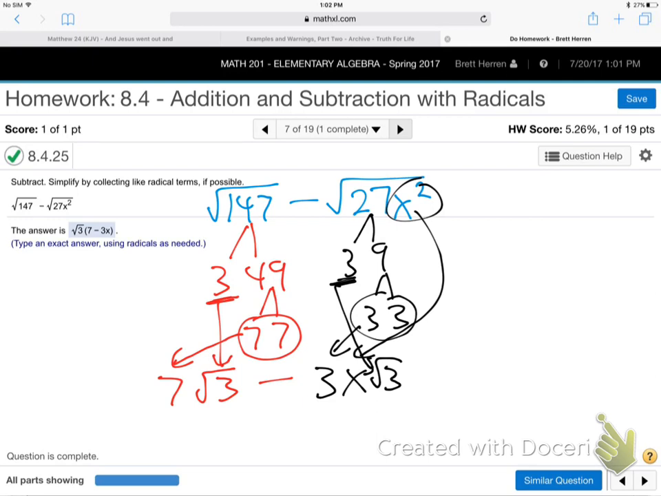Good so far. Are we good? Everybody see what I've done there? I just did the 2-for-1 ship outs. Okay. 2 in, 1 out. So, 7 root 3 minus 3x root 3. Good to that point. Now, are these like terms?